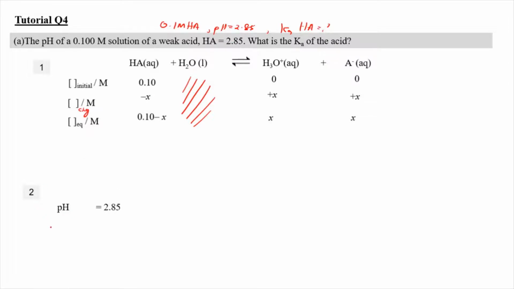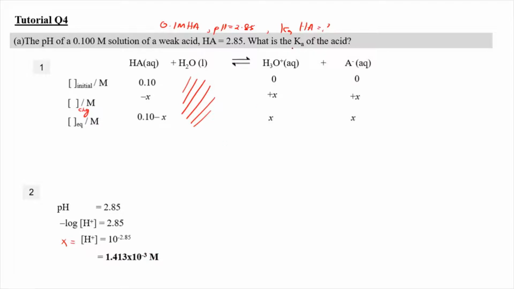So you can know that it is equal to the negative log H plus, and H plus is going to be equal to 10 to the power of negative 2.85. And then you're going to get the concentration of H plus, which is also equal to X, and it is equal to the H3O plus to be 1.43 times 10 to the power of negative 3 molar.